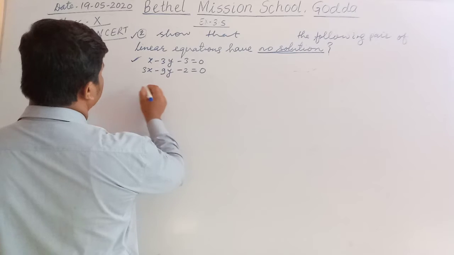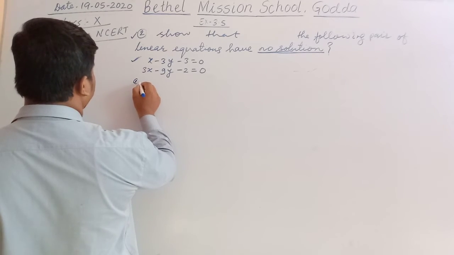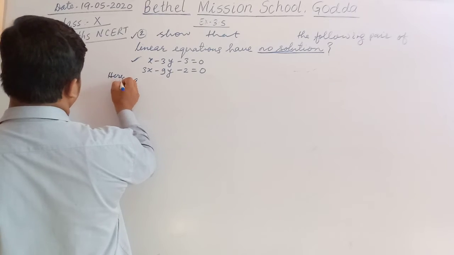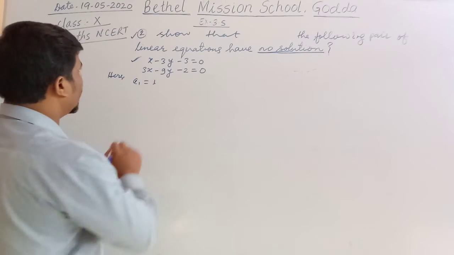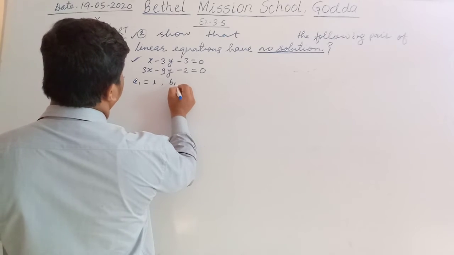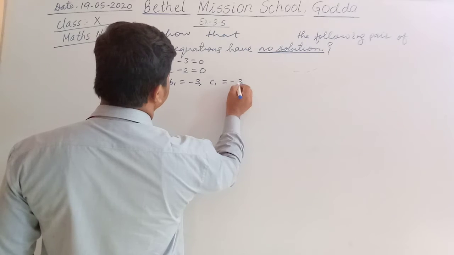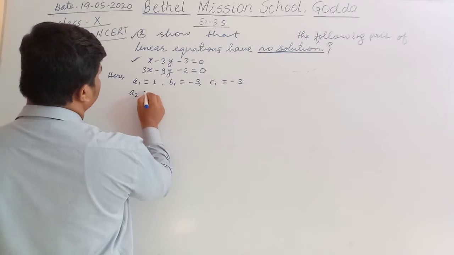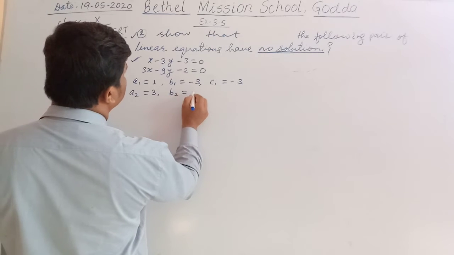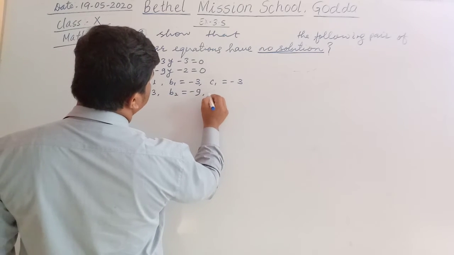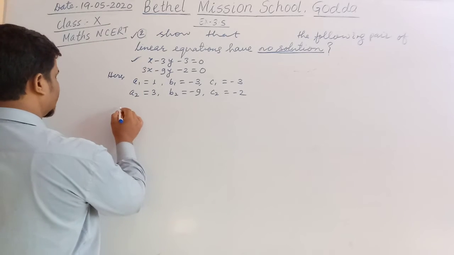So for that, first of all we will note down here: a1 equal to 1, coefficient of x is 1, b1 equal to minus 3, c1 equal to minus 3, a2 equal to 3, b2 equal to minus 9, c2 equal to minus 2.